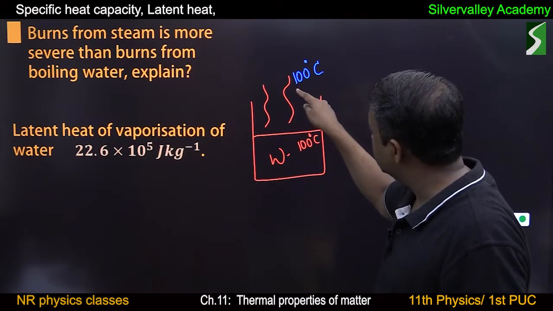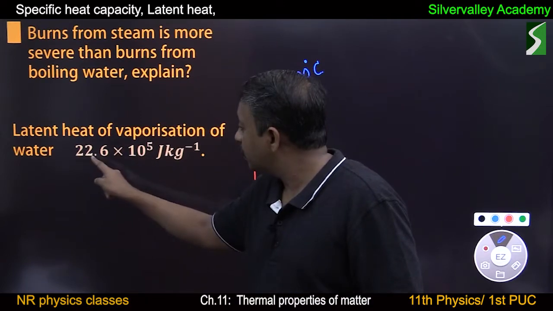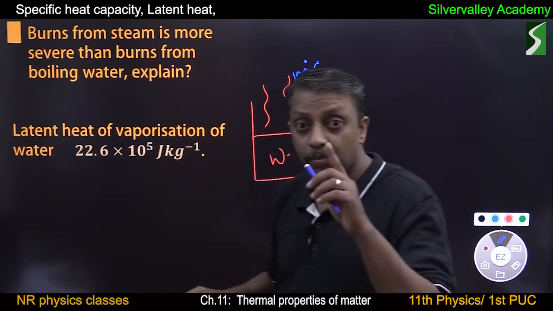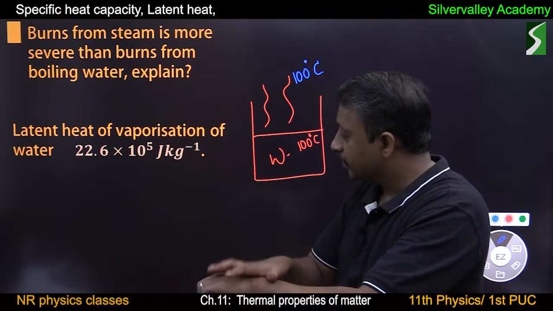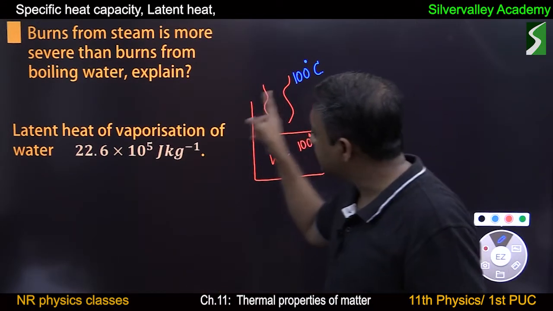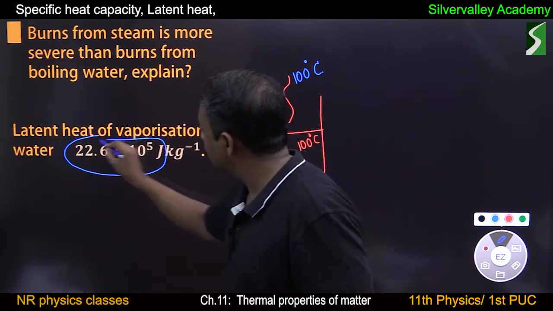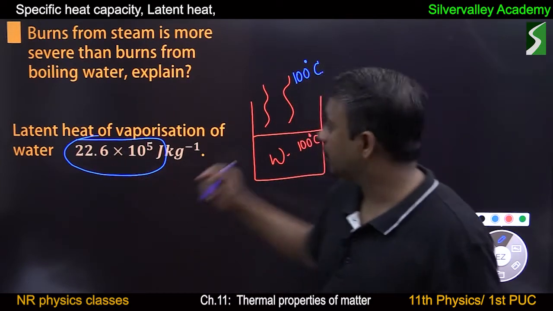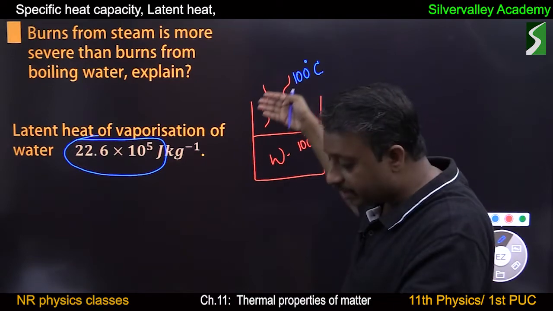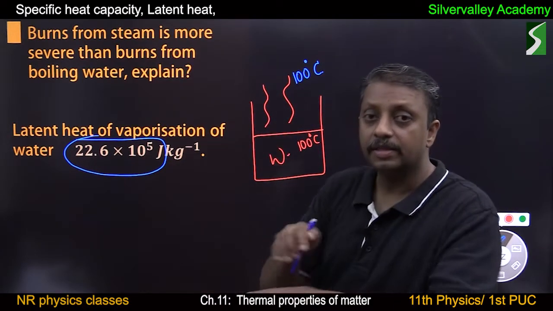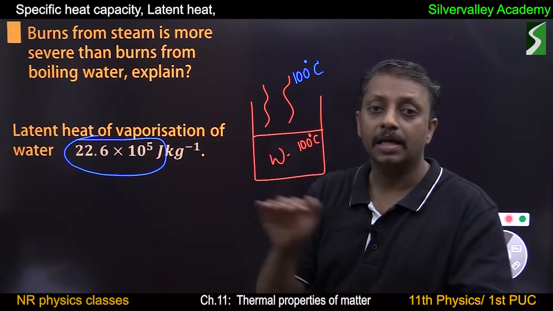But steam has additional energy. Latent heat of vaporization is 22.6 × 10^5. Suppose 1 kg of steam is in contact with skin. That steam has an additional energy of 22.6 × 10^5 joule. Additional energy, because to go to this state it requires additional energy. That additional energy also falls on the skin. That is why burns from steam is severe than boiling water.